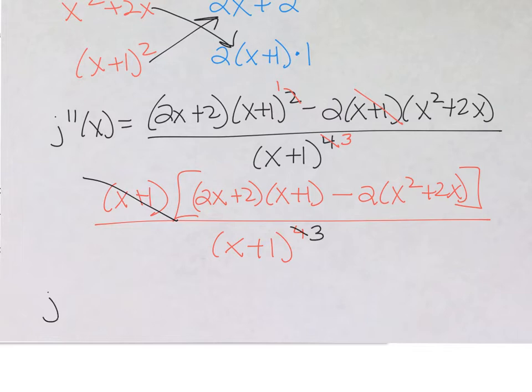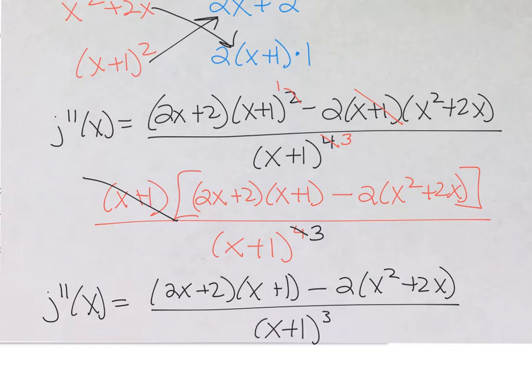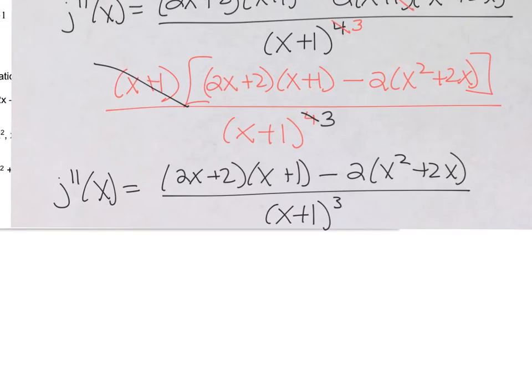So our final answer is 2x plus 2 times x plus 1 minus 2 times x squared plus 2x all over x plus 1 to the third. Now you could multiply your numerators together, but you don't have to. Another way, you'll notice the answer on end line is slightly different than this answer. Man, this problem could be written so many different ways. This 2x plus 2, I could factor out a 2 from.